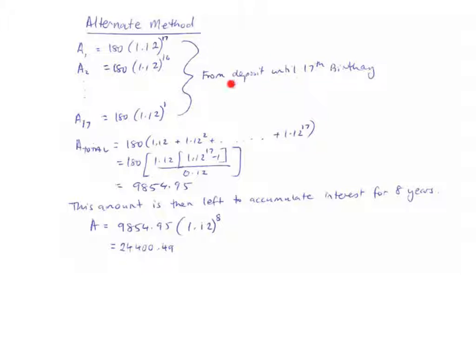If we add up all of these amounts, that'll be the total in her account on her 17th birthday. You can think of that amount as a lump sum, just sitting in the bank earning compound interest for the remaining 8 years until her 25th birthday. I've just used the compound interest formula to see what amount will be in the account on the 25th birthday, and you can see it's exactly the same amount that we had from the previous working out.